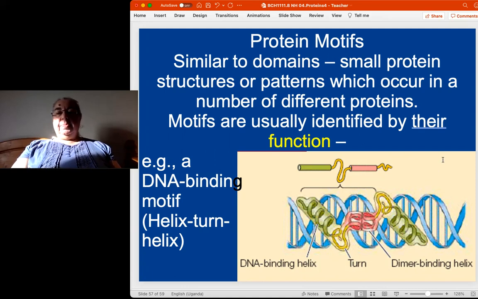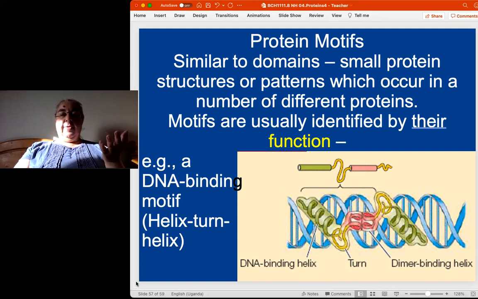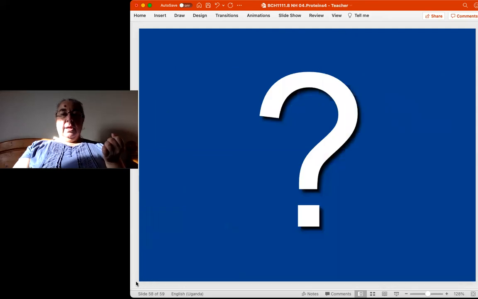So motifs are often talked about by their function. We might have a DNA binding motif as we have here, and previously we saw a calcium binding motif. So motifs can be found in different proteins, but carrying out a similar function. So you can think about any questions you might have on that.